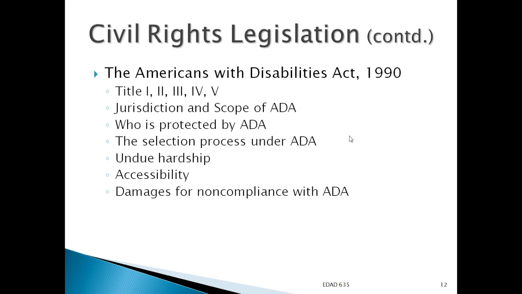I'm moving on to slide 12. Here you have ADA, Americans with Disabilities Act. Again, I would suggest that you review this in REBOR, especially understanding the jurisdiction and scope of ADA. One of the things I would suggest to you is to understand that if somebody applies for a job, you as a potential employer have the responsibility to provide reasonable accommodation for this person's employment.